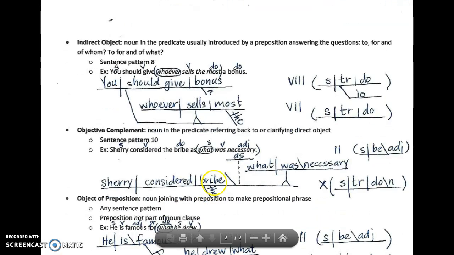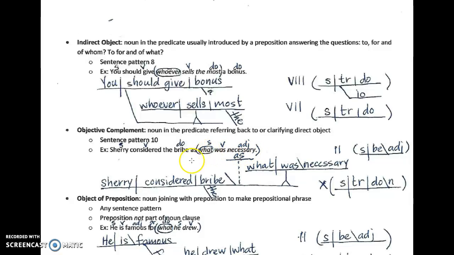The next one is as an objective complement, and that's only going to be sentence pattern 10. That's when you have the noun at the end of the sentence clarifying the direct object. So in this case, we have what is our red flag word that shows us that we have a noun clause coming. So I identify my noun clause. I diagram my subject, verb, direct object. That as, again, has no meaning, so it goes up here. And then I diagram my noun clause. What is one of those words that functions as a noun. It goes in the noun slot. Then we have our verb, and we have our adjective.